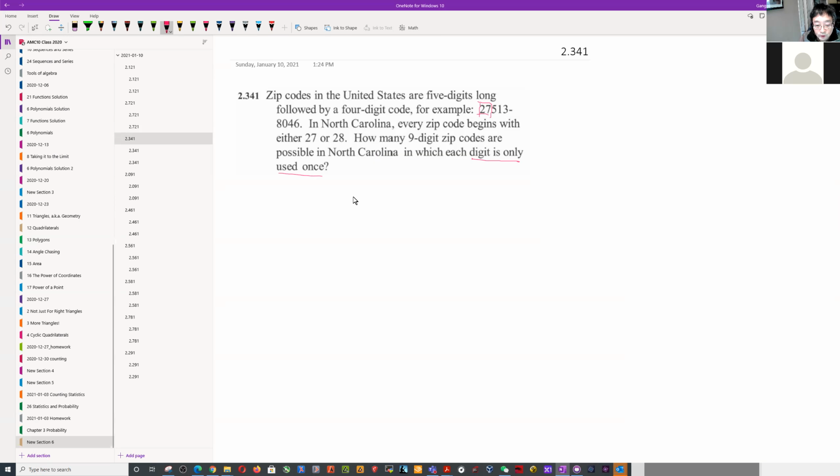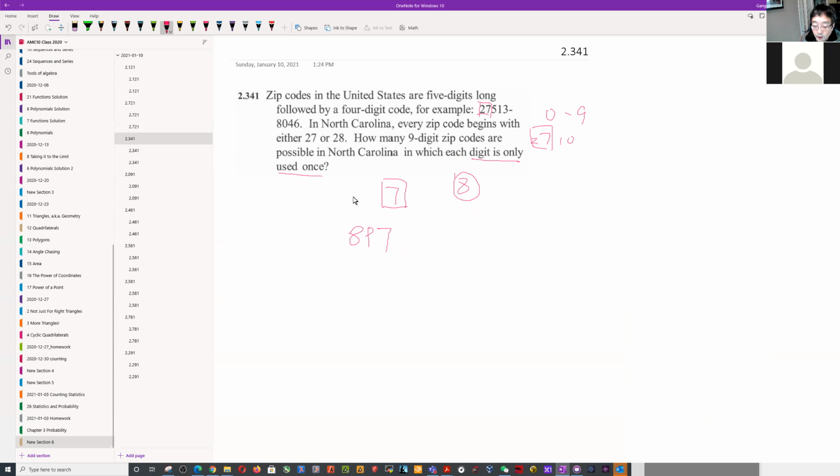Because each zip code, with those 9 digits, are different, we have 1, 2, 3, 4, 5, 6, 7, so we have 7 digits to choose from a total of 8 digits. Because from 0 to 9, altogether you have 10 digits. And for example, if 27 was occupied, then you have 8 remaining digits to arrange 7. So it is 8 permute 7.